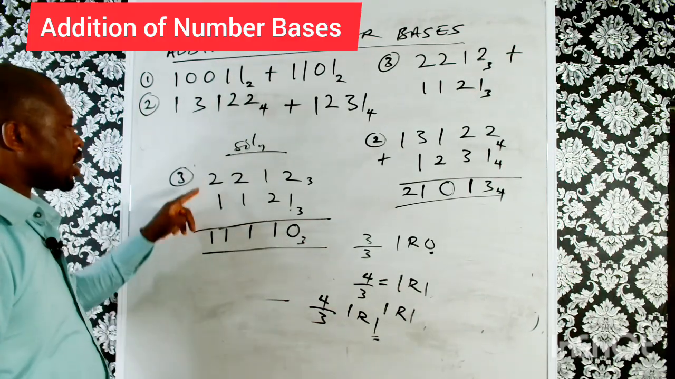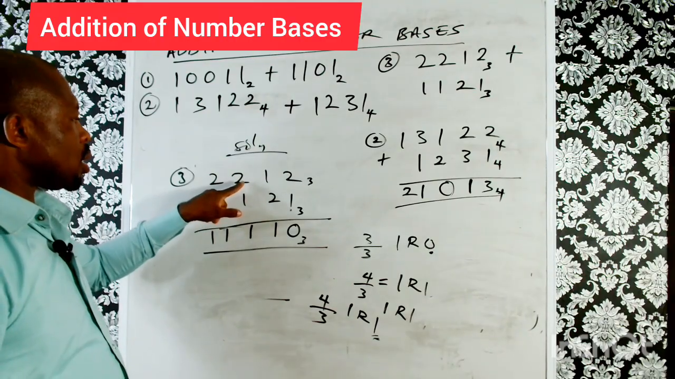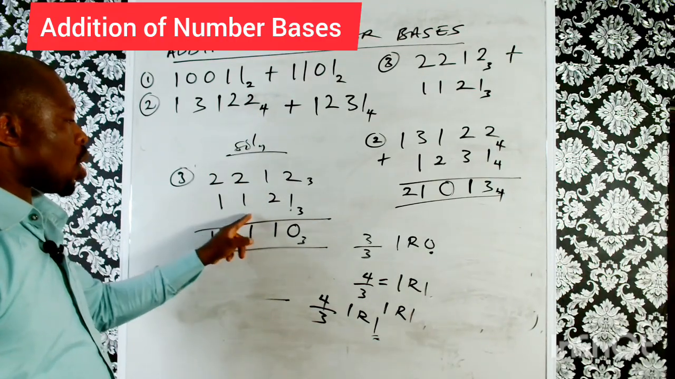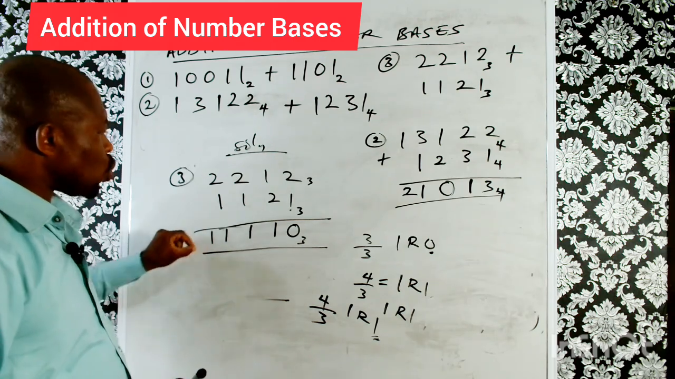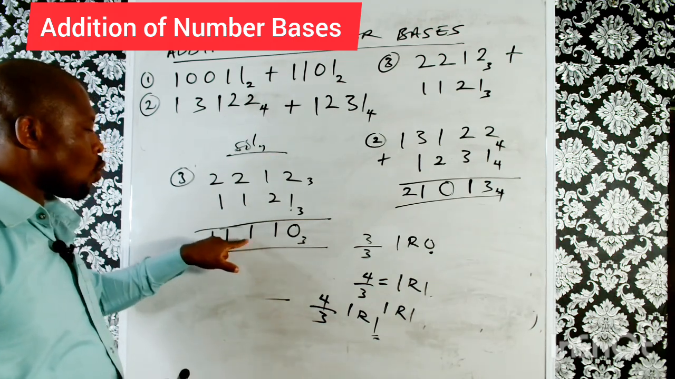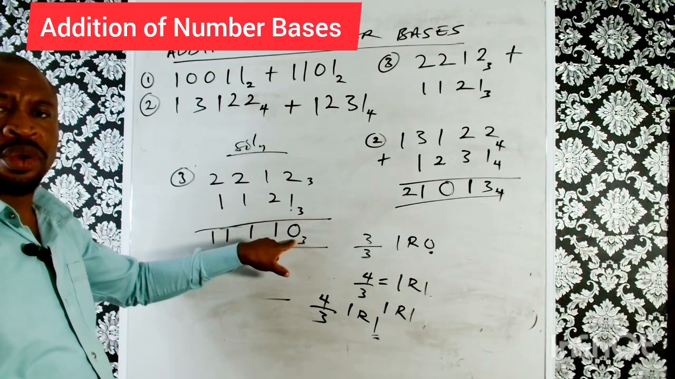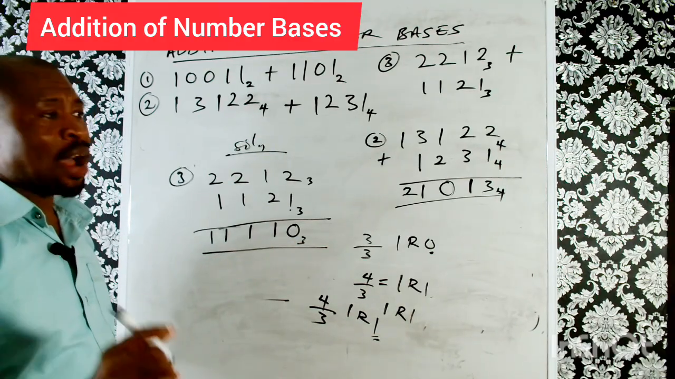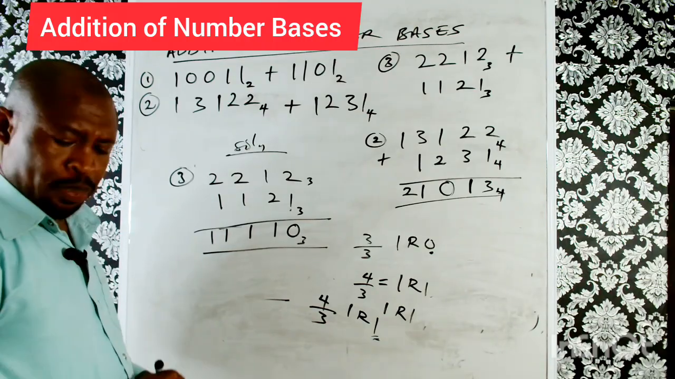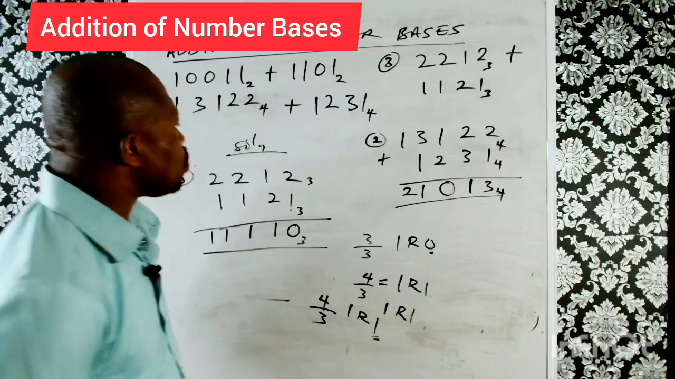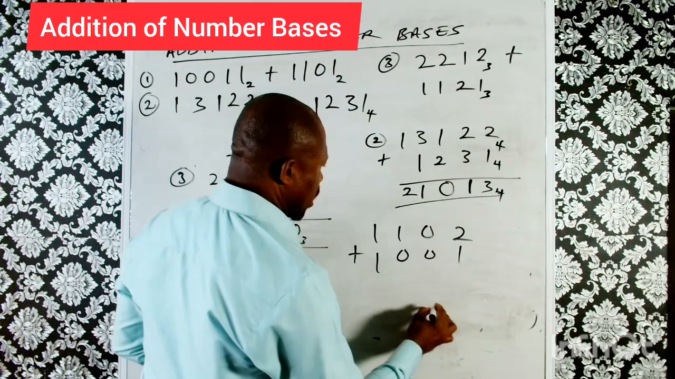So by the time we add 2,212 plus 1,121 in base 3, it will give us 11110 base 3.